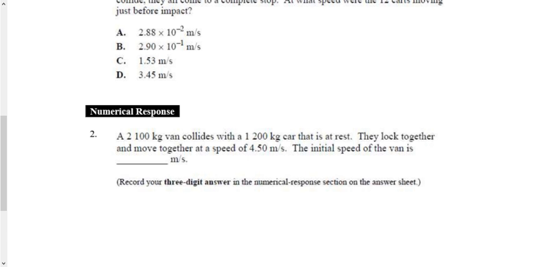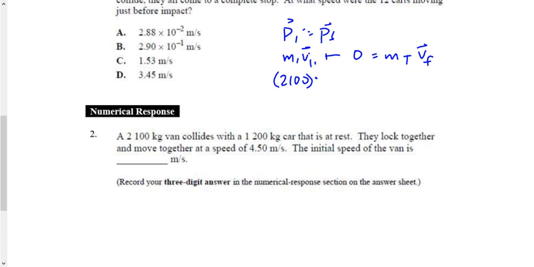We're going to say PI is equal to PF. We're going to say M1 V1I plus, what do you want to say here? Plus what? Well, we could say M2 V2I, right? Or if we wanted to, we could just say plus 0, because the second one's at rest. Now afterwards they stick together, so we're going to make it MT times VF there. M1 is 2,100 kilograms times V1I equals the total mass, which is 3,300 kilograms, times VF, which is 4.5 meters per second.